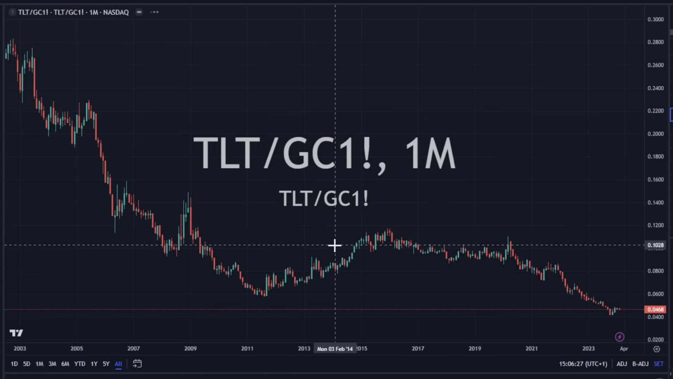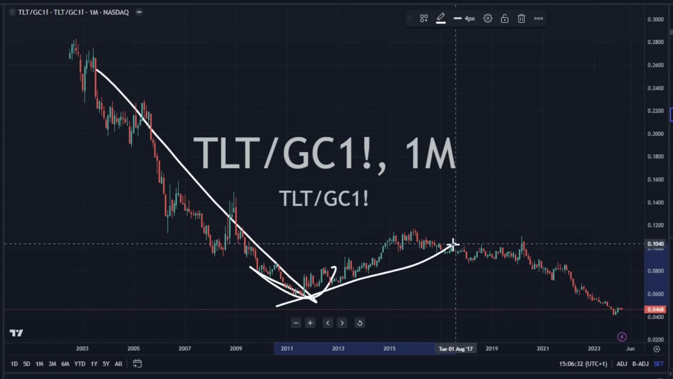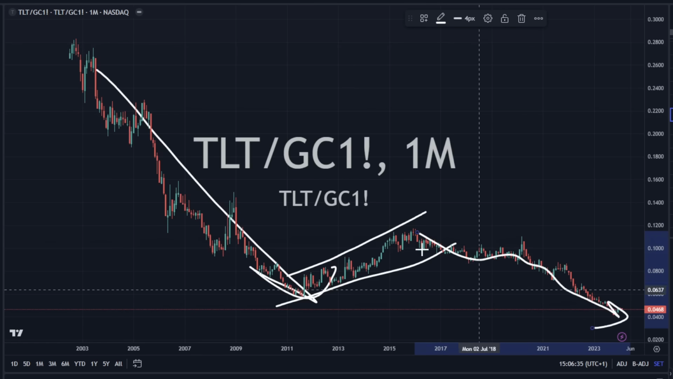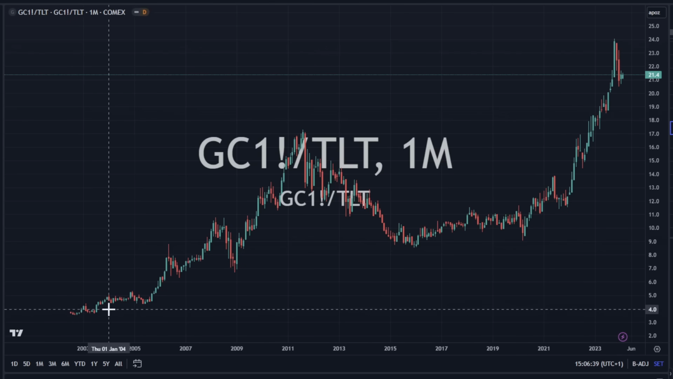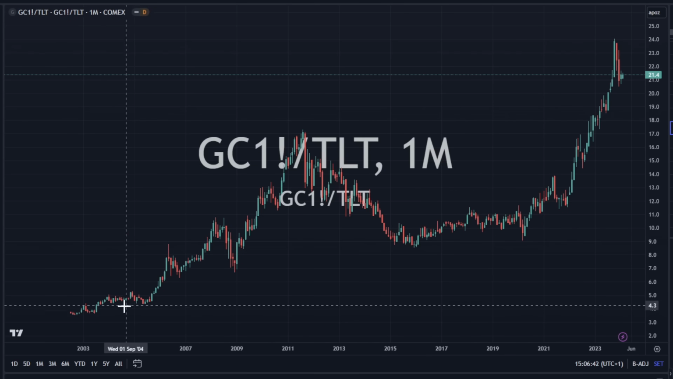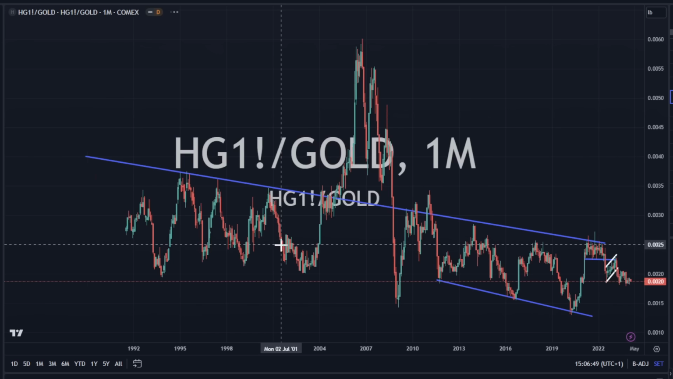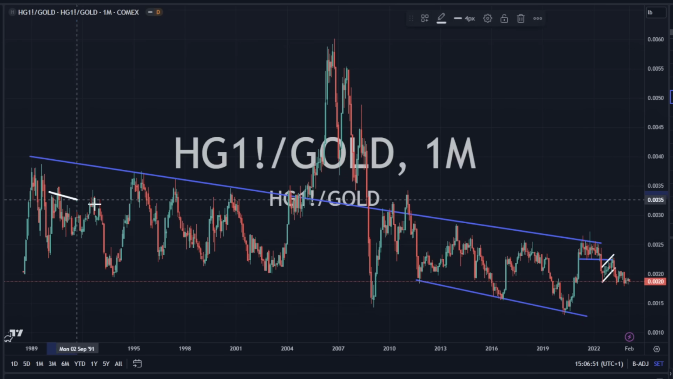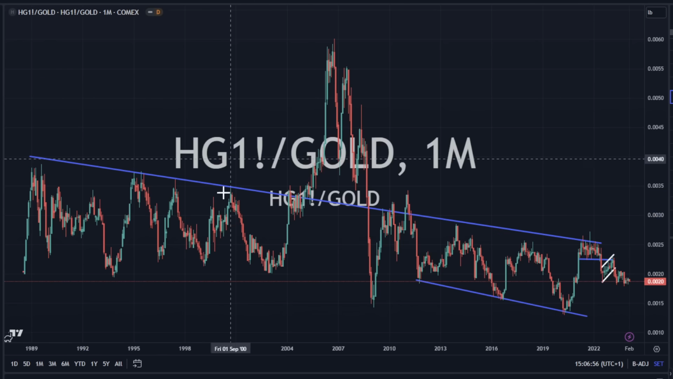TLT versus gold. Gold has outperformed, basically a flag pattern and then another outperformance. So gold's continuing to outperform bonds. Gold versus TLT, opposite direction. Gold's outperformed bond price. Copper versus gold, we've been moving sideways here, and it's at a pretty low level, and you can see it's been tracking lower, where gold's been outperforming copper over a long period of time. That's why it's slightly angled downward.